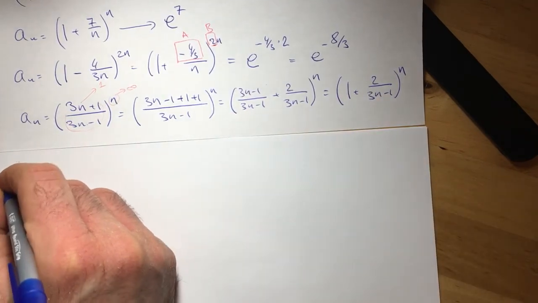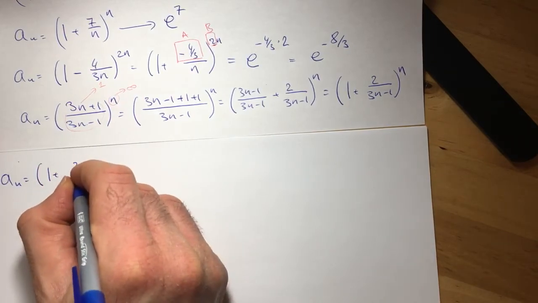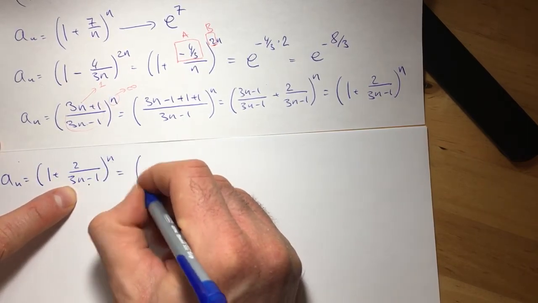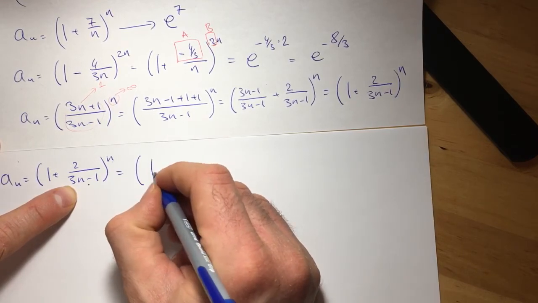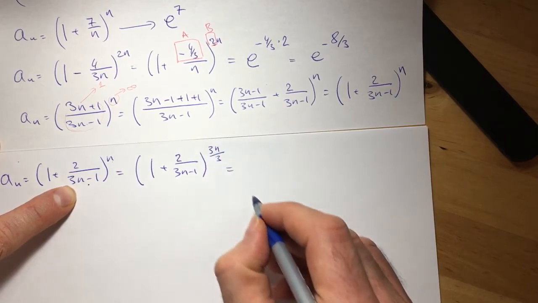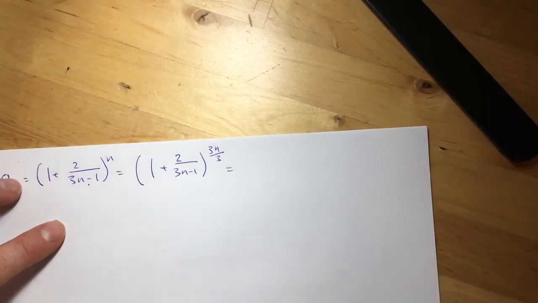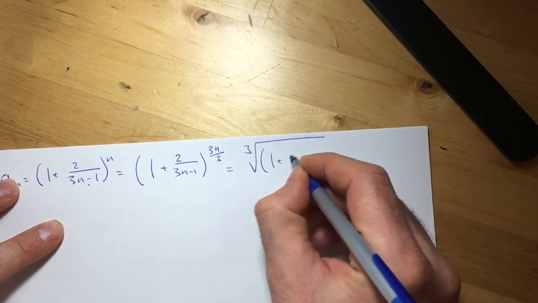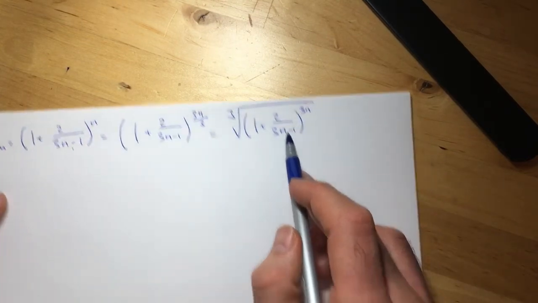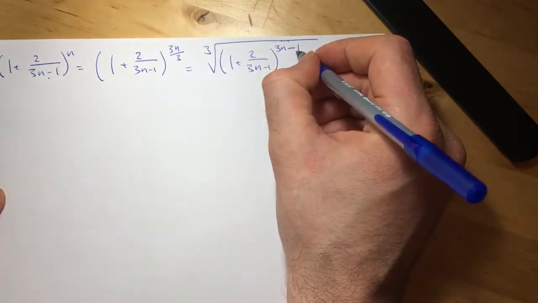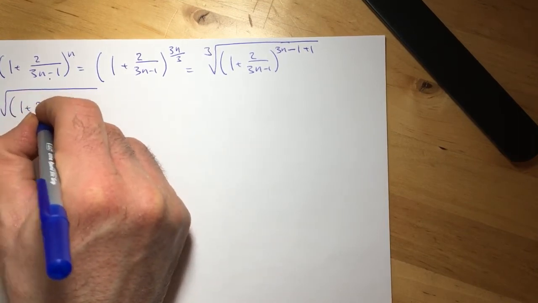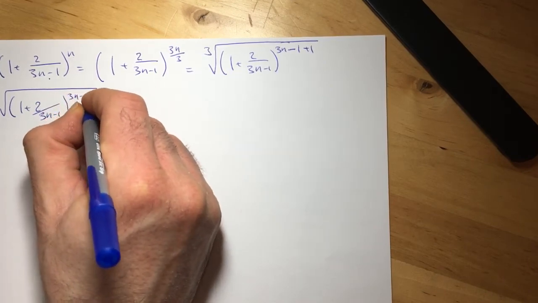So continuing here, we got to the point where a_n is (1 + 2/(3n - 1))^n. Now I want this exponent to be the same expression as the denominator, so first I'm going to multiply and divide n by 3, so that's 3n over 3, right? Which now can be written as the cubed root of (1 + 2/(3n - 1))^(3n). And now, in order to get the exponent to be the same expression as the denominator, I subtract 1 and I add 1. So now a_n is the cubed root of (1 + 2/(3n - 1))^(3n - 1), what we wanted, right?